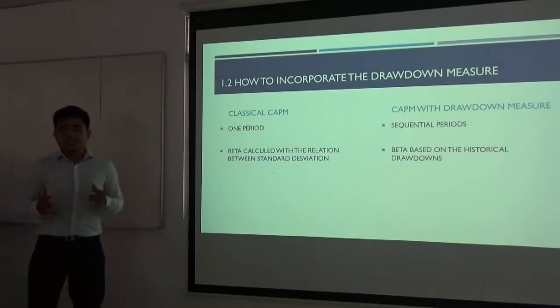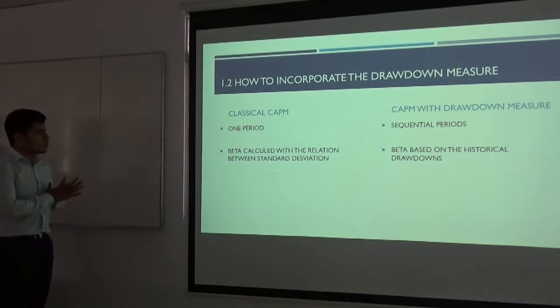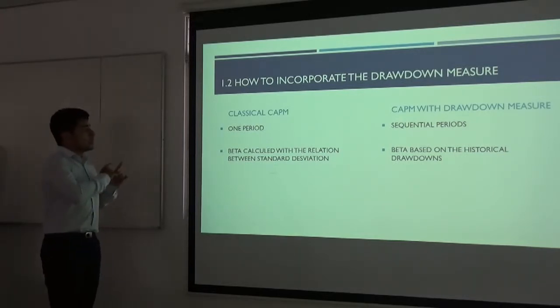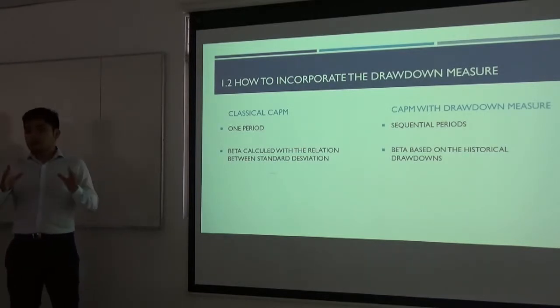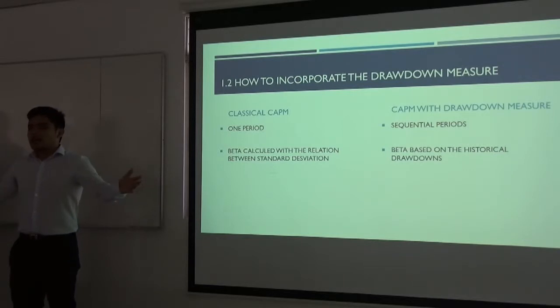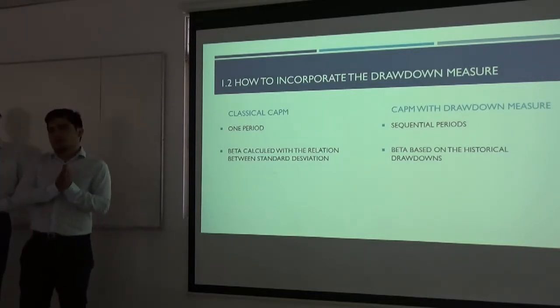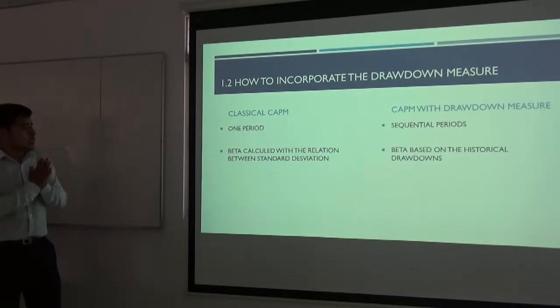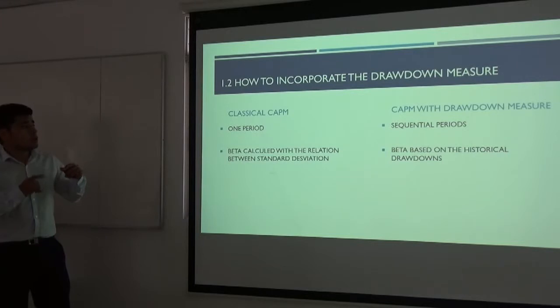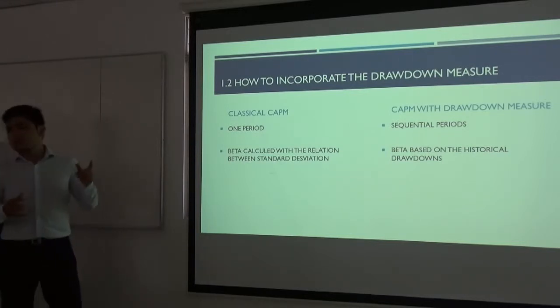How do we incorporate the drawdown measures in the classical CAPM, the capital asset pricing model? First, we're going to make a comparison between the classical CAPM and the CAPM with drawdown measures. The first one can only be calculated in one period. The second one can be calculated with sequential periods. You can include a lot of financial instruments, you can add more data, so you can add more factors. The principal difference is that in the classical CAPM you have a beta calculated with the relation between the standard deviation and the variance.